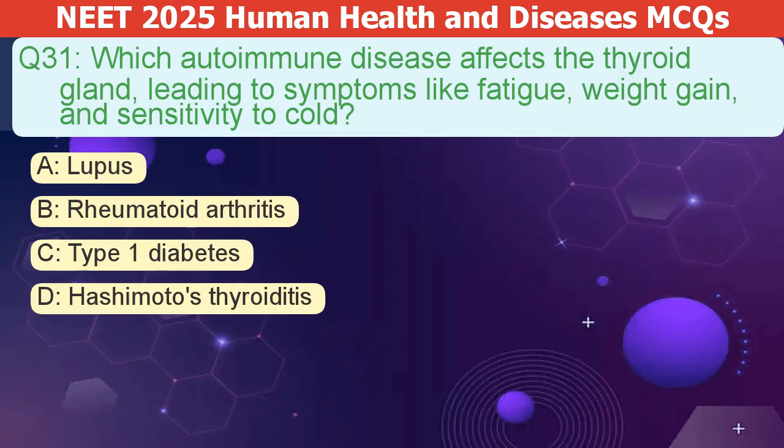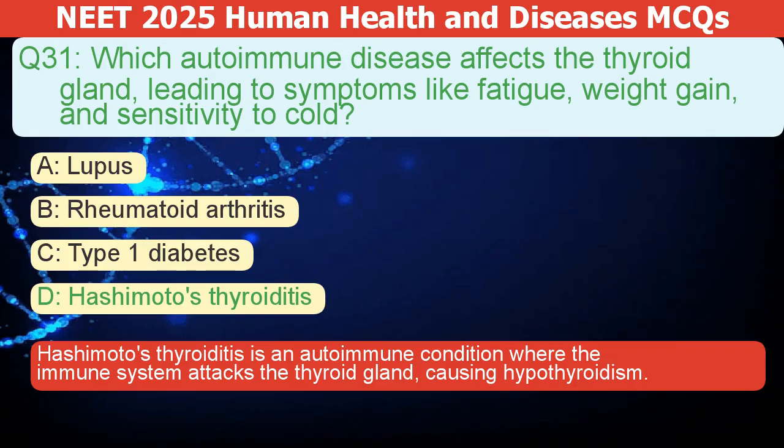Which autoimmune disease affects the thyroid gland, leading to symptoms like fatigue, weight gain, and sensitivity to cold? A. Lupus. B. Rheumatoid arthritis. C. Type 1 diabetes. D. Hashimoto's thyroiditis. The correct answer is D. Hashimoto's thyroiditis is an autoimmune condition where the immune system attacks the thyroid gland, causing hypothyroidism.